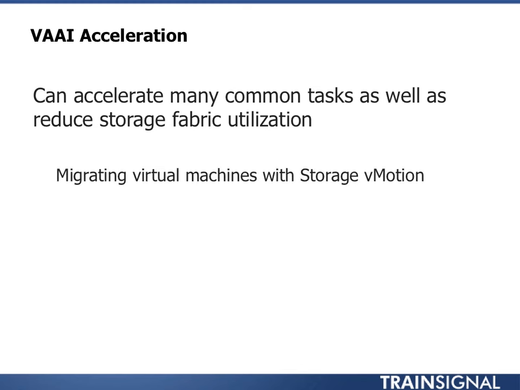Cool thing is, it can accelerate many common tasks, as well as reduce storage fabric utilization. Things like migrating virtual machines with storage vMotion. So if you want to storage vMotion a VM from one datastore to another, the caveat here, it has to be on the same array. There's no cross-array VAAI yet. But if it's on the same one, your vSphere host can just say, hey, Mr. Array, I want you to move those blocks or files from here to here and let me know when you're done. And it'll run off and it'll do that.